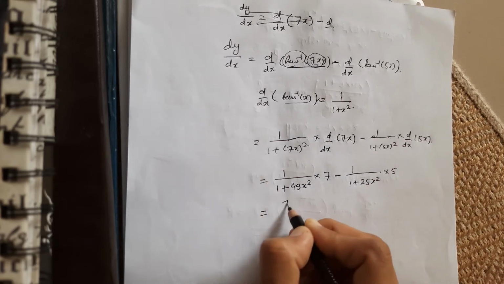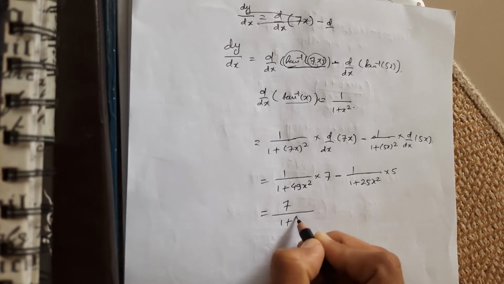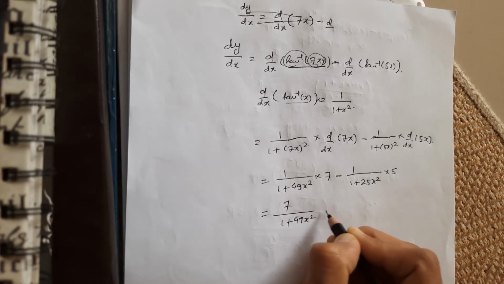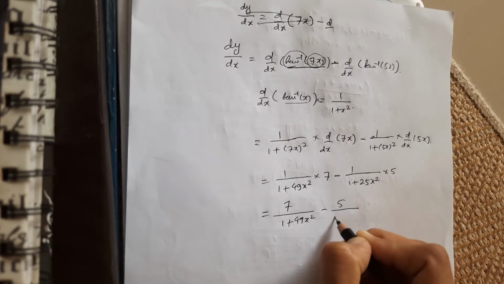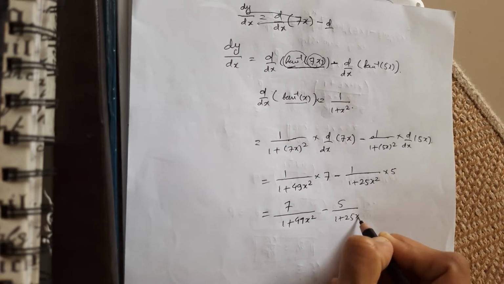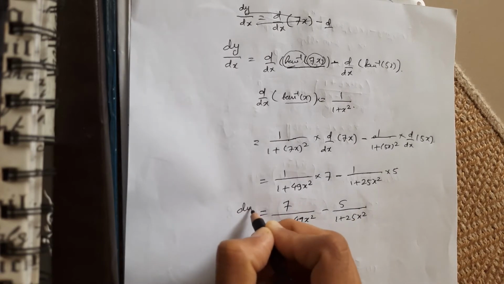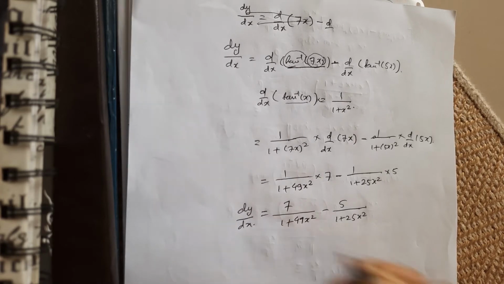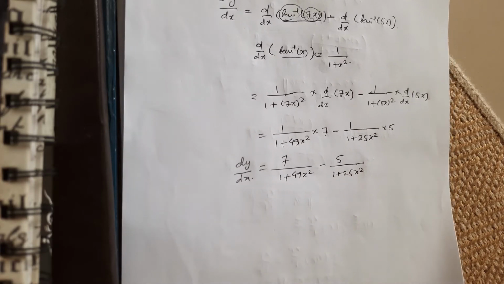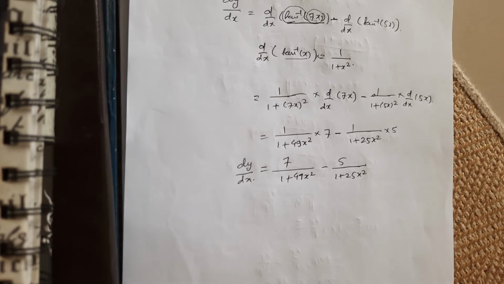So finally I get 7 upon 1 plus 49x square, minus 5 upon 1 plus 25x square. So this is dy by dx that I got. So simply we solve it by using the trigonometric inverse expansion.